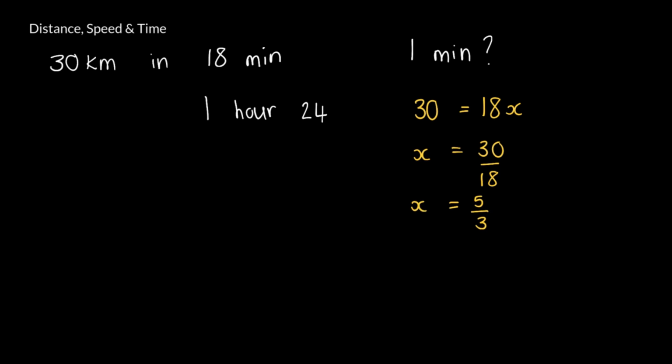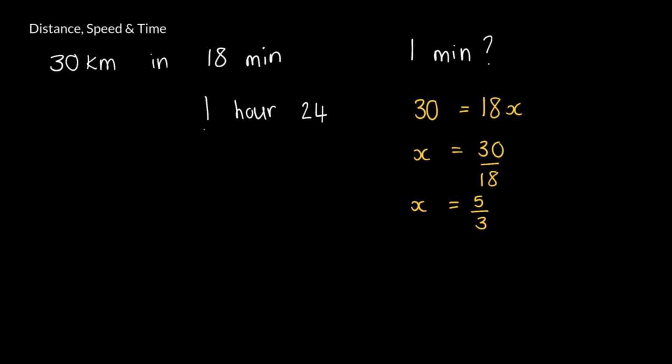Okay, which is approximately 1.7-ish kilometers, but for now we're going to leave it as 5 over 3 because that's going to help us in the next part that we're going to do. So now we know how far they travel in 1 minute. Now we want to translate that to 1 hour and 24 minutes.